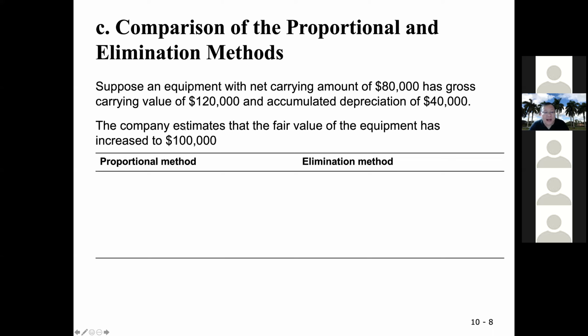Now, the company estimates the fair value of the equipment has increased to 100,000. What should we do under both methods?